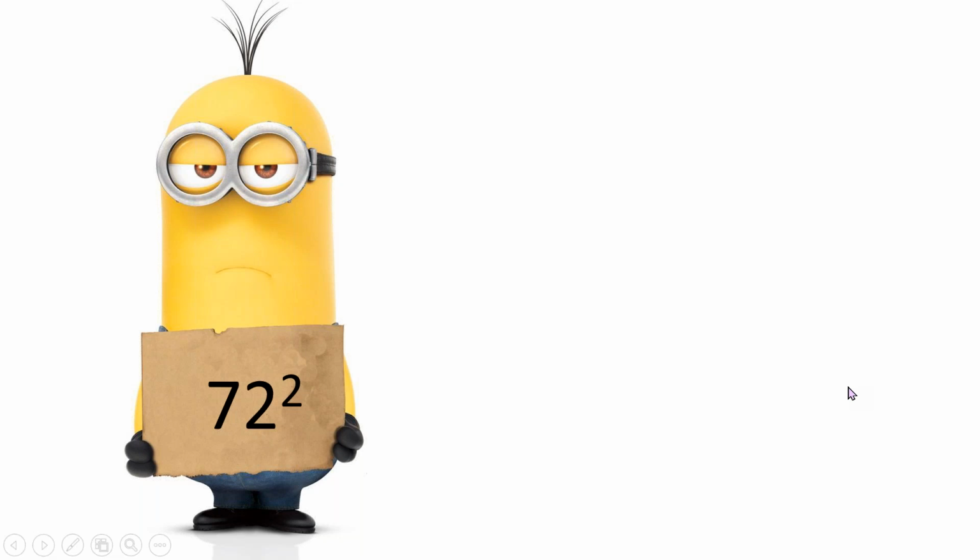Now again solve this question using Minion's method. Again, we have a question. What is 72 square? Come on, make it fast. What is the value for 72 square? Okay, Jay has given the answer first. The answer is 5184. Okay, superb, guys, superb. You are trying it really great.